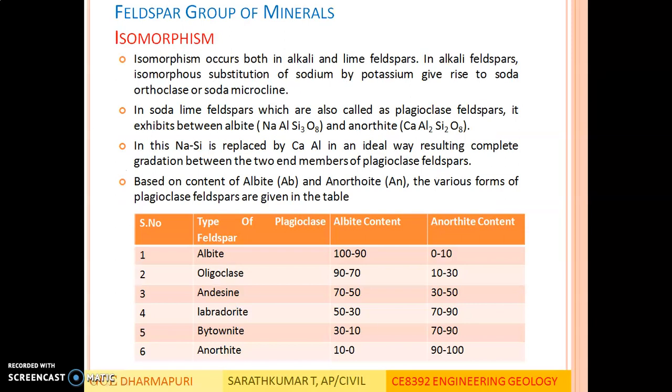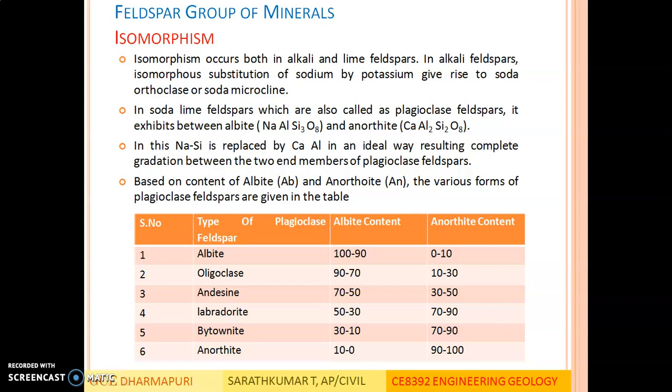Isomorphism. Isomorphism occurs both in alkali and lime feldspars. In alkali feldspars, isomorphous substitution of sodium by potassium gives rise to soda orthoclase or soda microcline. As we discussed, isomorphous minerals don't have a definite chemical composition. They do have a range of chemical composition. In soda lime feldspars, which are also called plagioclase feldspars, it exhibits between albite and anorthite.